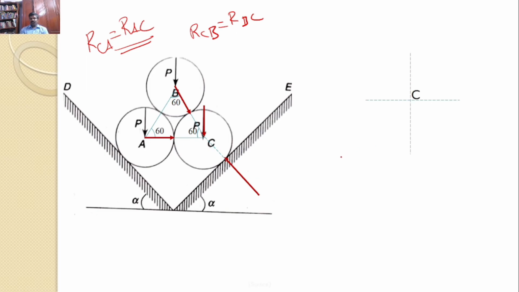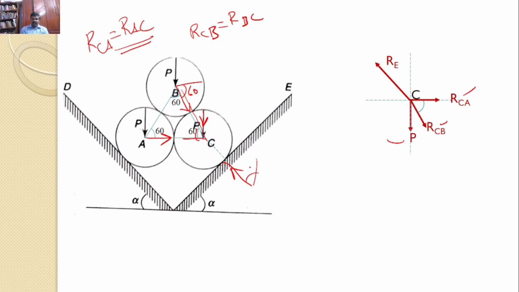Now, let us transfer all these four forces onto a separate XY plane. So here you can find this P is vertical, then RCB downwards, next RCA acts towards, and then RE upwards. Now clearly we can see RCB makes an angle 60 with the horizontal, because this line makes an angle 60 with the horizontal. And RE makes an angle alpha with the vertical, hence this value is alpha.